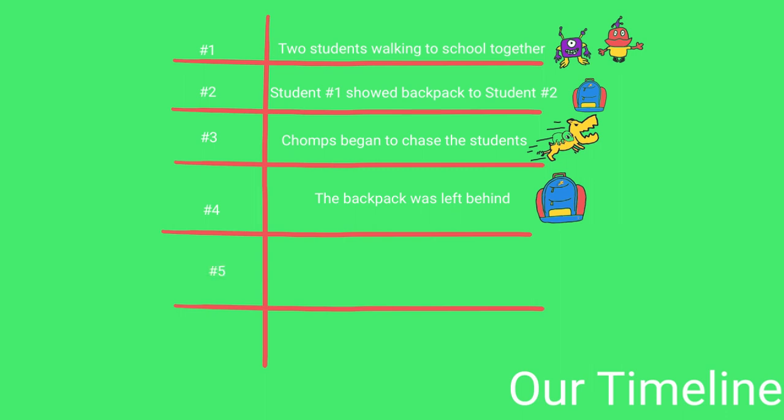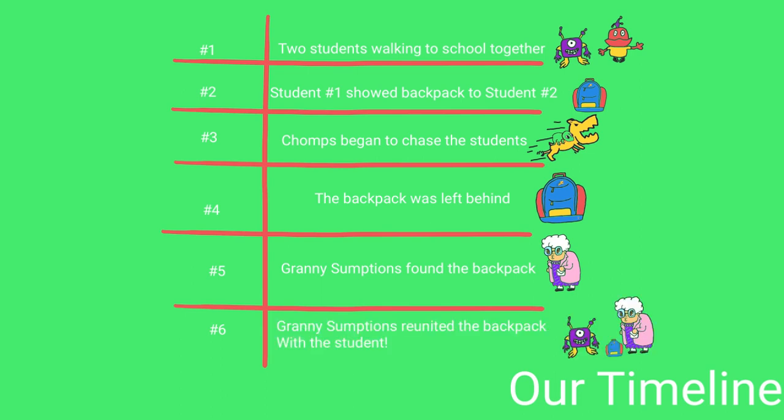So after the backpack was left, what happened next in the timeline? Everyone's doing a great job. That's right, Granny Sumptions found the backpack. And finally, what happened last? That's right, Granny Sumptions reunited the backpack with the student. And with all of that, we've now answered Granny Sumptions' question of how the backpack got left outside and how it got reunited with the student.